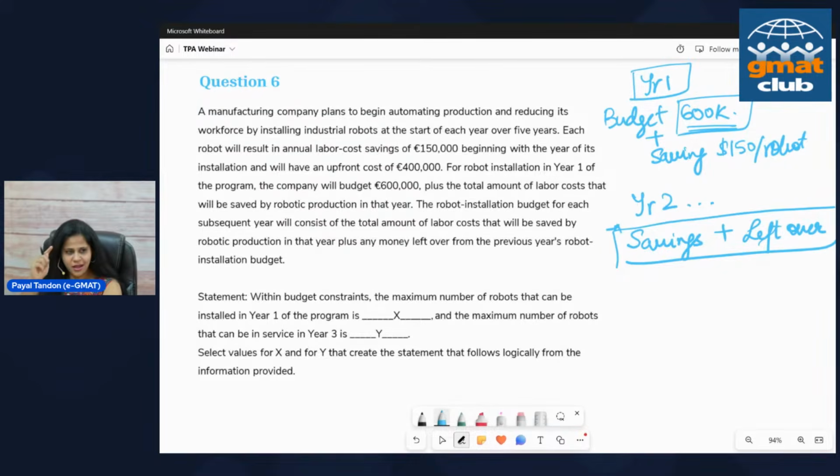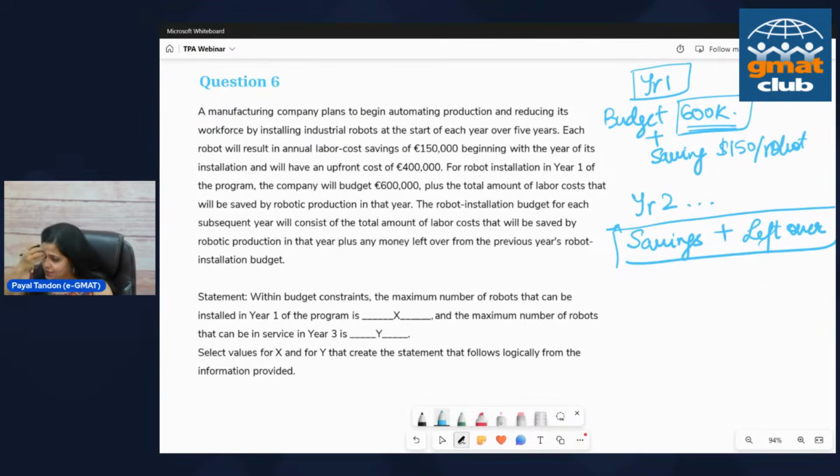So that understanding you need to have before you start reading this data set. Don't just focus on the numbers, okay? Understand what's going on. In year one, there is budget that is being poured in. Year two, it's almost like a self-sustaining system. Whatever is the savings that is happening, and whatever is the leftover from the previous year, that is going to be utilized for the installation in that year. Okay, so far so good.